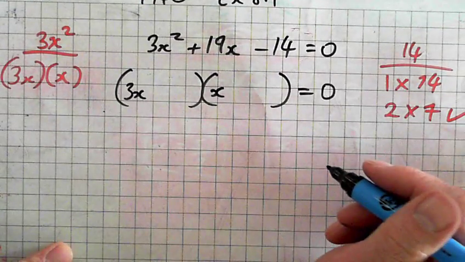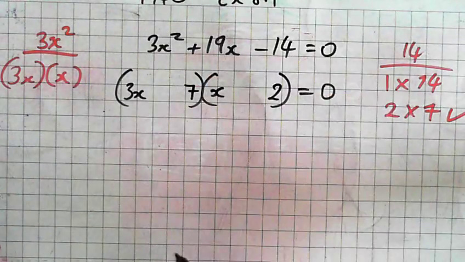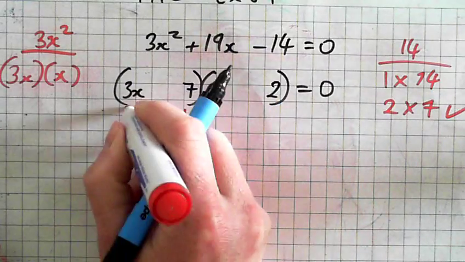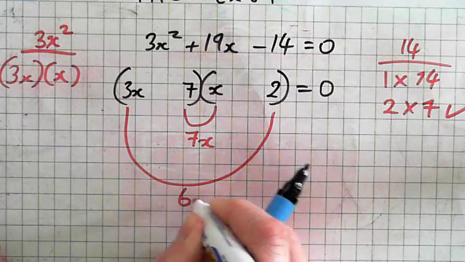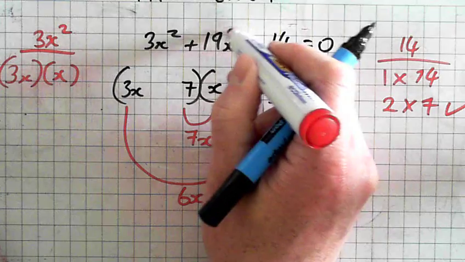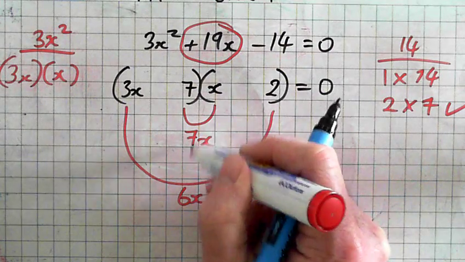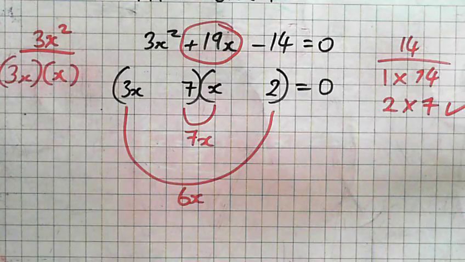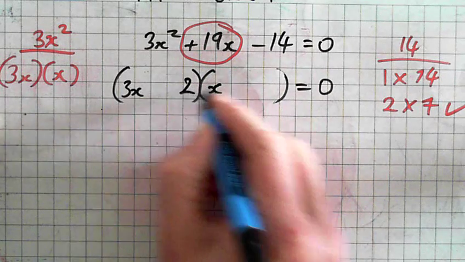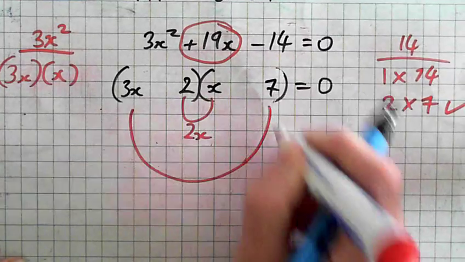Which way will I put them in so it's wrong? 7 and 2 is wrong, isn't it? Do the test. 7 times x is 7x. If I add 6x and 7x, I only get 13x, which is nowhere near 19, is it? If I subtract them, 7 minus 6, I get 1x. So that's wrong, isn't it? So what do I do? Swap the 7 and the 2. 2 times 3x is 6x, and x times 7.